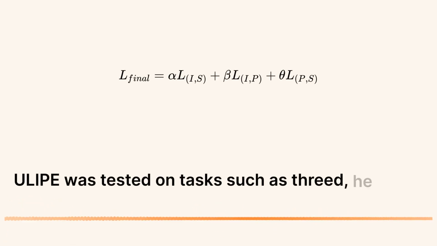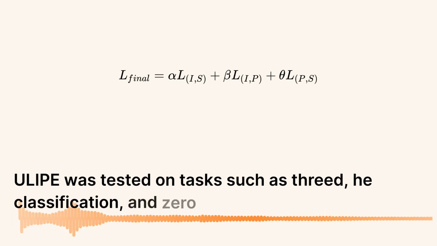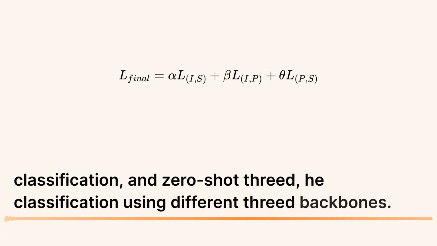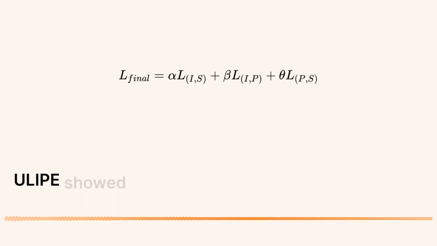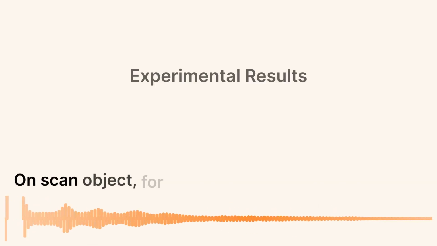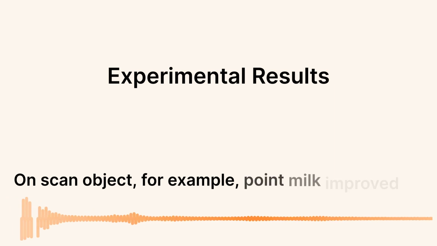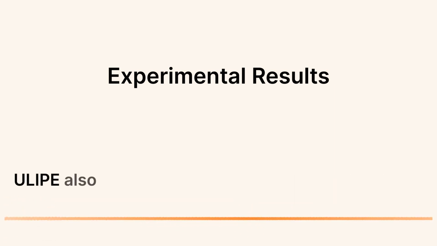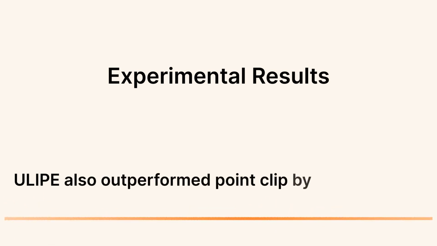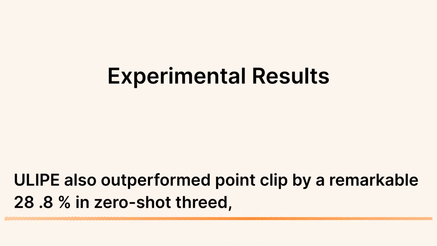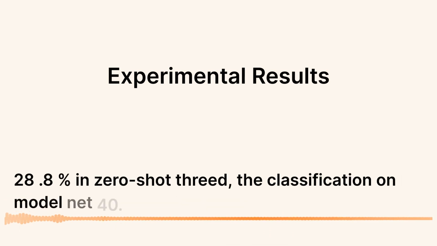ULIP was tested on tasks such as standard 3D classification and zero-shot 3D classification using different 3D backbones. ULIP showed significant improvements in both tasks. On ScanObjectNN, for example, PointMLP improved by approximately 3%. ULIP also outperformed PointCLIP by a remarkable 28.8% in zero-shot 3D classification on ModelNet40.